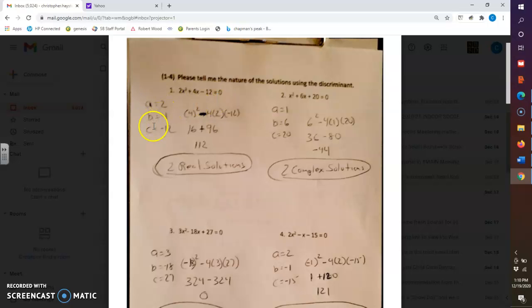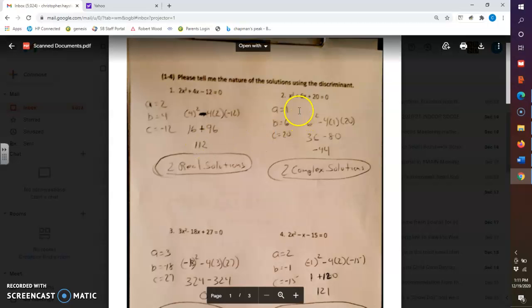My A is 2, my B is 4, my C is negative 12. So b squared minus 4ac: 4 squared minus 4 times 2 times negative 12. 4 squared is 16. Negative 4 times 2 times negative 12 is a positive 96. So we get 112. That's two real solutions since 112 is not a perfect square.